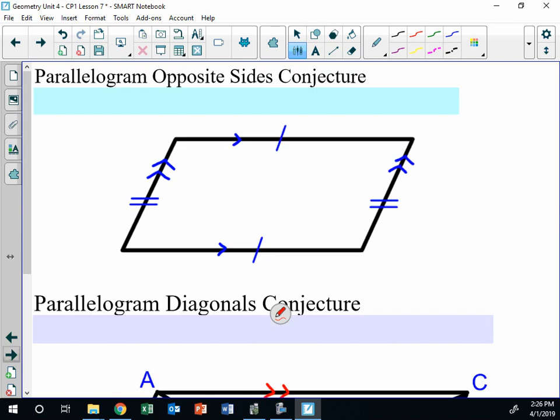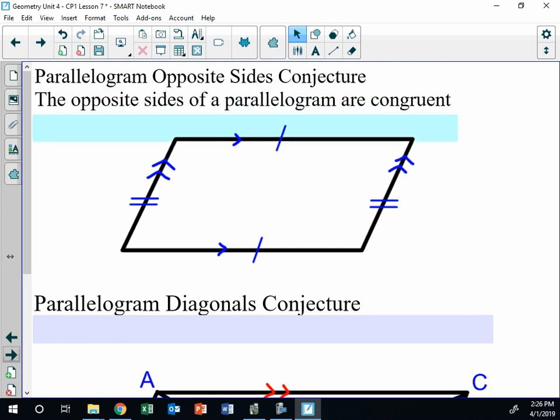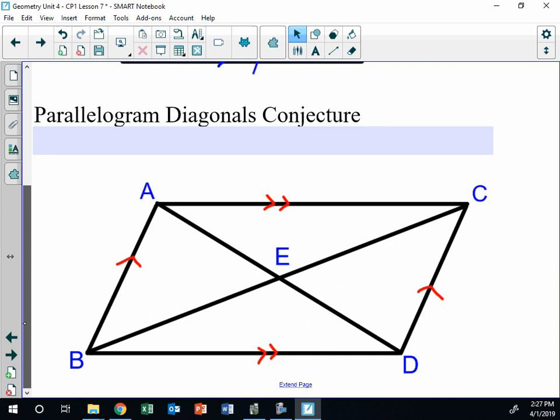Our next conjecture that we have is the opposite sides conjecture, and this is basically the definition of a parallelogram. We have two sets of parallel sides, so the opposite sides of the parallelogram are congruent. If we're looking at the left and right side, those measurements are equal to each other. The top and bottom, their measurements are equal to each other.